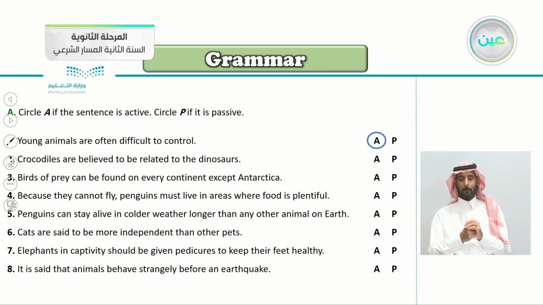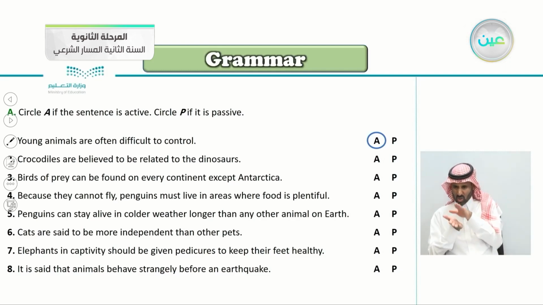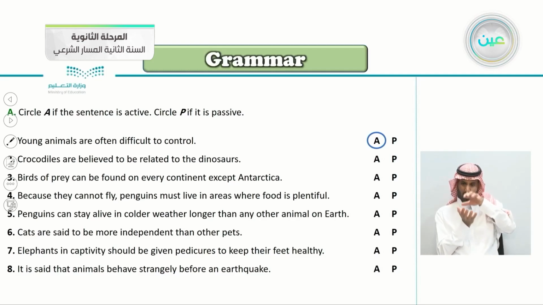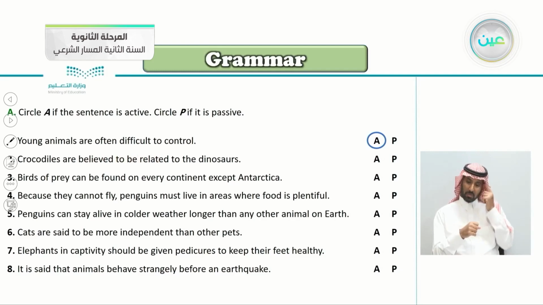Number two, crocodiles are believed to be related to the dinosaurs. I think this is an easy one. Crocodiles, so we began with the object here, are believed to be related to the dinosaurs. So I don't know if this information is correct or not. Are crocodiles related to dinosaurs? But we want to know, is this sentence active or passive here? Yes, very good. It is a passive sentence.